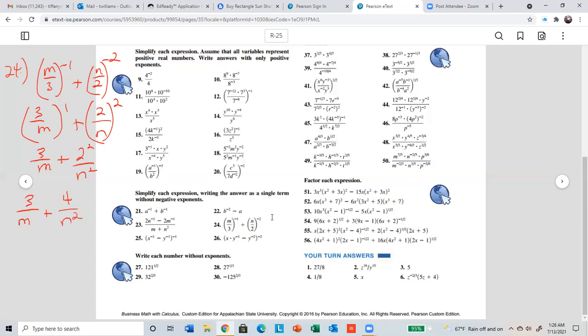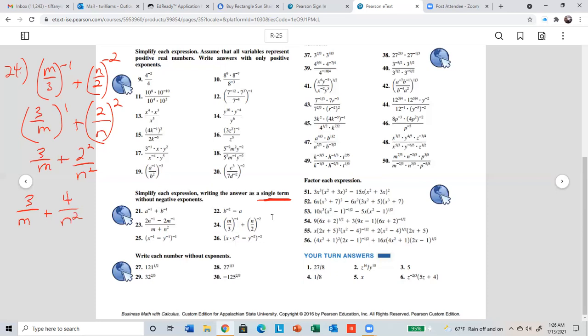At this point, I have used all of my exponential rules that I can use. I can't do anything else with this problem using the exponential rules. So I'm going to have to go somewhere else. They do ask me to write it as a single term. I can't leave it like this then. I gotta get it together somehow.